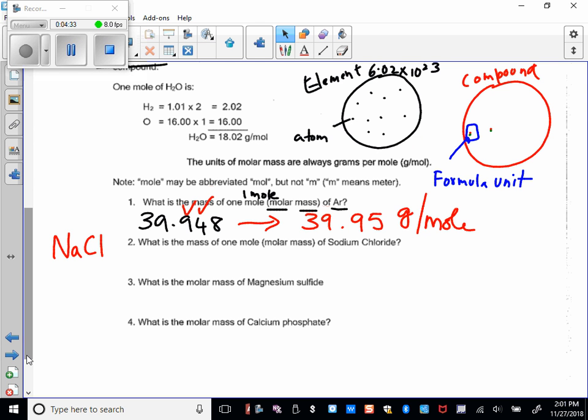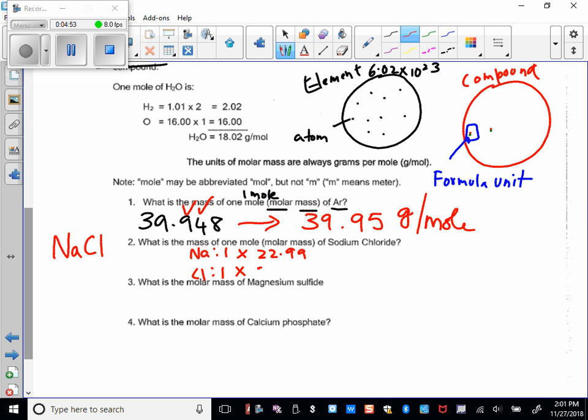How do you calculate it for a compound? So that is my formula. Yes or no? It contains 1 sodium and 1 chlorine atom. Are you with me? What is the mass of 1 mole of sodium atoms off of the periodic table? It's 22.99. What's the mass of 1 mole of chlorine atoms off of the periodic table? 35.45. So if I multiply by 1, it still is 22.99 and 35.45.